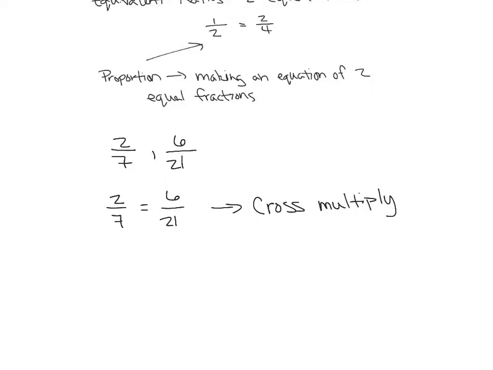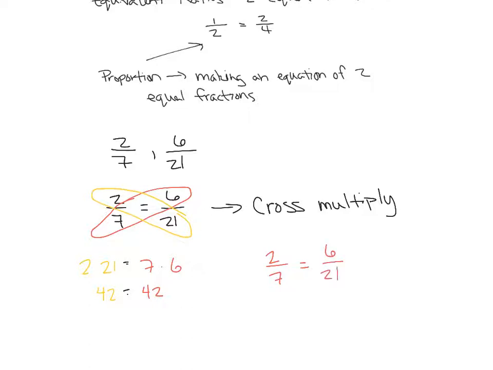So not straight across. We're going to take these two and we're going to take these two. So we're going to take, in our yellow, 2 times 21 equals, and then our red, 7 times 6. Well, 2 times 21 is 42, and 7 times 6 is also 42. So we can say that 2/7 equals 6/21.